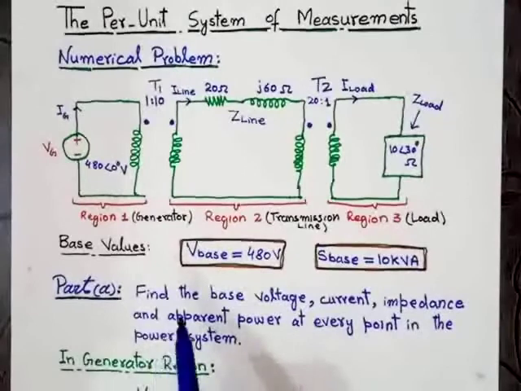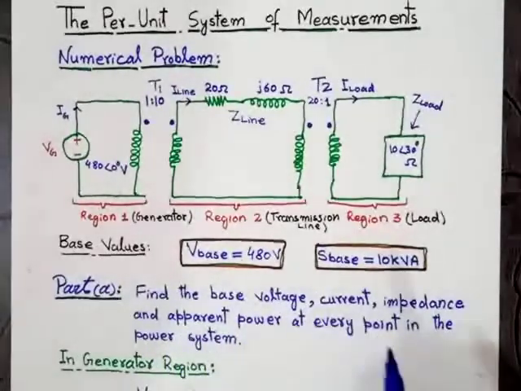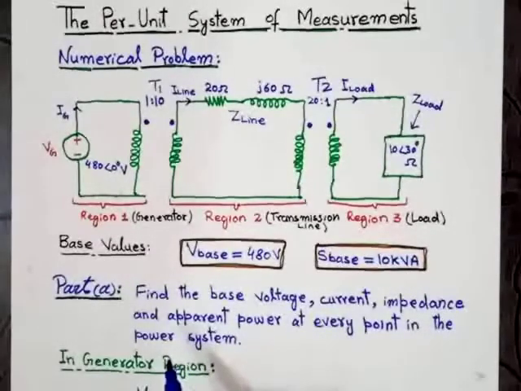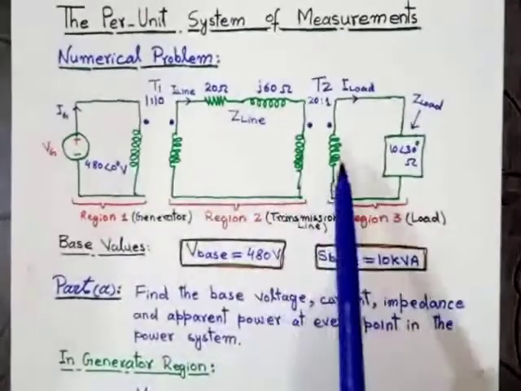So part A of this numerical is: find the base voltage, current, impedance and apparent power at every point in the power system. So part A is basically find the base voltage, base current, base impedance and base apparent power at every point in the power system. This is the given power system.